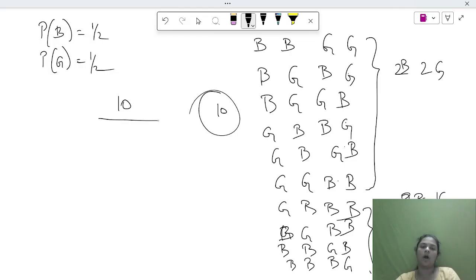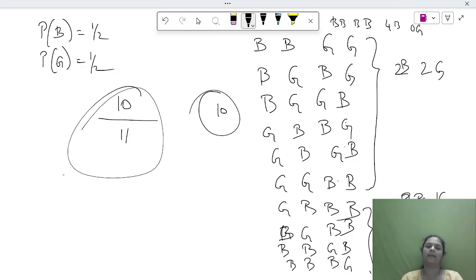Okay. So how many possibilities are there? I can have 2 boys, 2 girls, or I can have 3 boys and 1 girl, or I can have all the 4 as boys. 4 boys and 0 girls. So totally 11 possible combinations. So answer is 10 by 11.